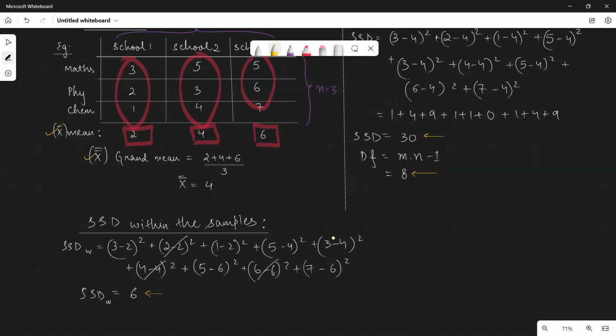So we are looking at which one? The school one. So SSD within we have calculated. So finally, when we add all of them together, what is the answer we are getting? 6 or something else? 6.